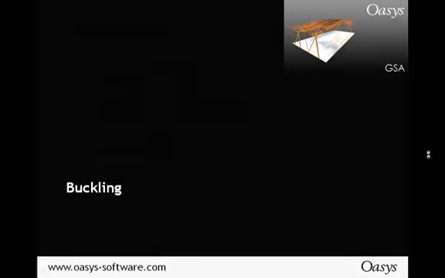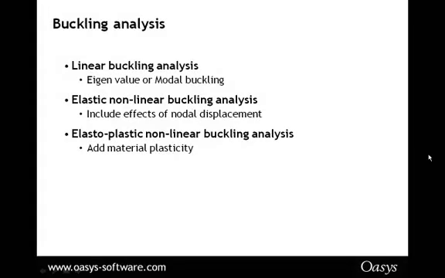Now let's look at general nonlinear. Let's look at buckling. Now buckling does involve nonlinear, but also we have linear and nonlinear buckling in GSA. Now linear buckling is sometimes known as eigenvalue or modal buckling. Nonlinear, when we are in elastic nonlinear, elastic plastic nonlinear, elastic plastic takes into account material yielding aspects.